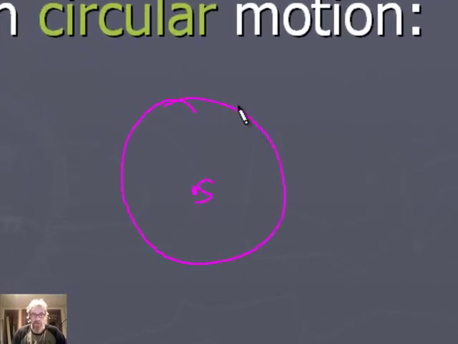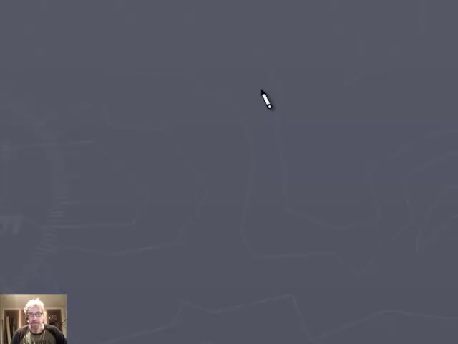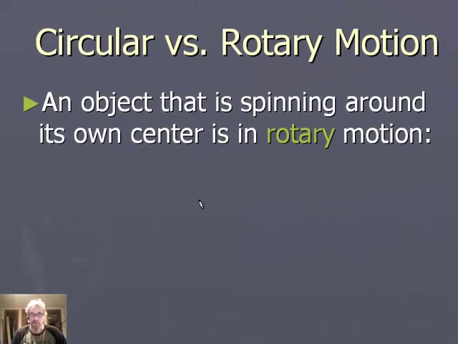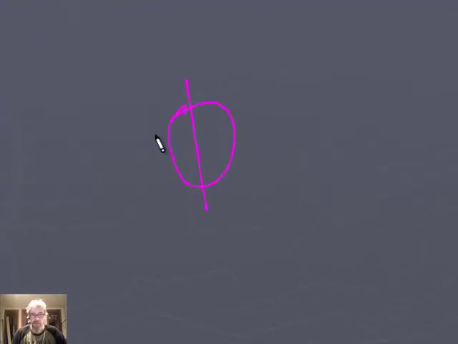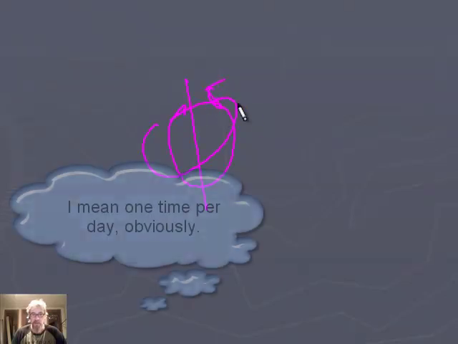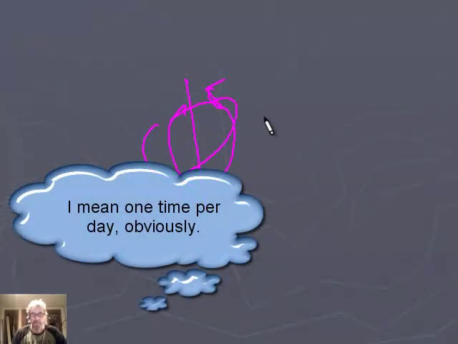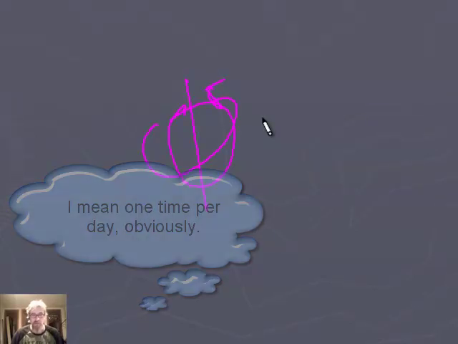Here's the Sun, here's the Earth. The Earth revolves around the Sun one time per year. On the other hand, in rotary motion, an object is spinning around its own center. That would be rotary motion. So you can think about the Earth also doing this. There's the Earth. The Earth spins around its own axis one time per day. That's an example of rotary motion. It rotates around its axis.